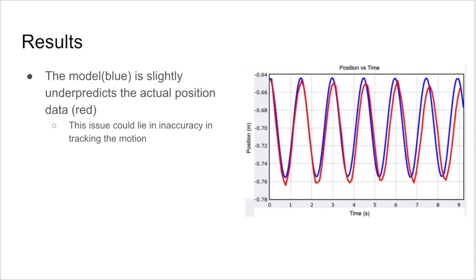And here is the Y position versus time graph, comparing the actual data in red to the model data in blue. As you can see, the model underpredicts the actual position as time goes on. I think this could be due to inaccurate tracking data, which will lead to values of the oscillation period, spring constant, and relaxed spring length being inaccurate compared to the actual values.